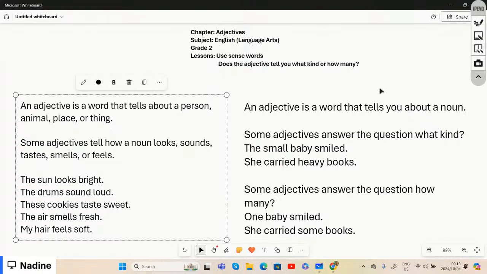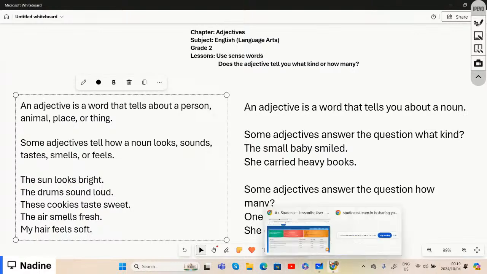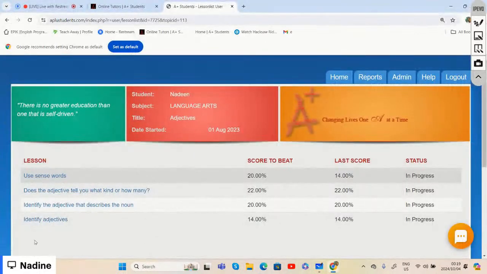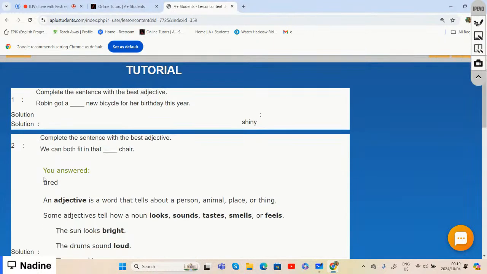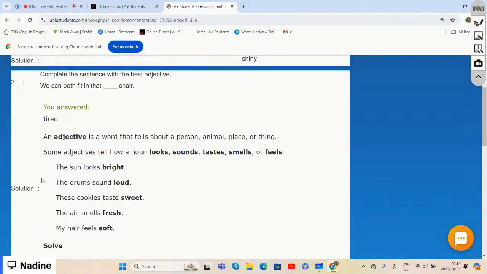So an adjective is a word that tells you about the noun. And an adjective, right, it tells you about a person, an animal, a place, or a thing. We first going to use sense words. And when we use sense words, right, remember we said that an adjective is a word that tells you about a person, about an animal, place, or thing.